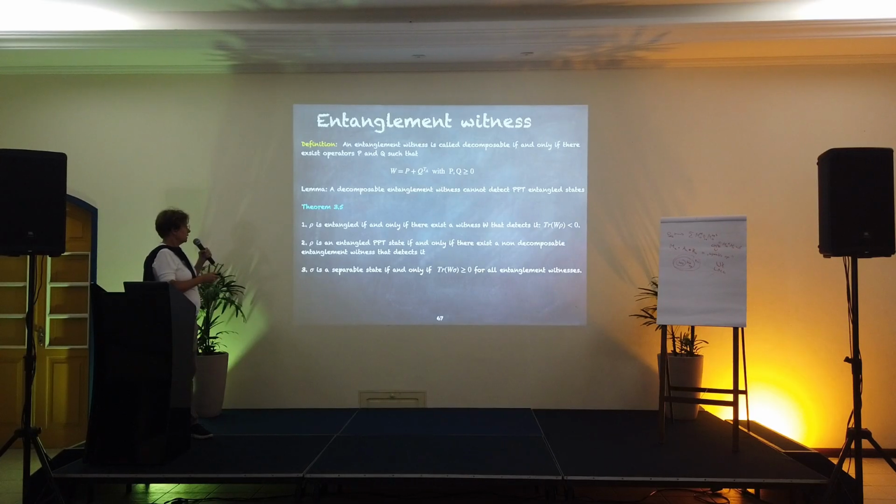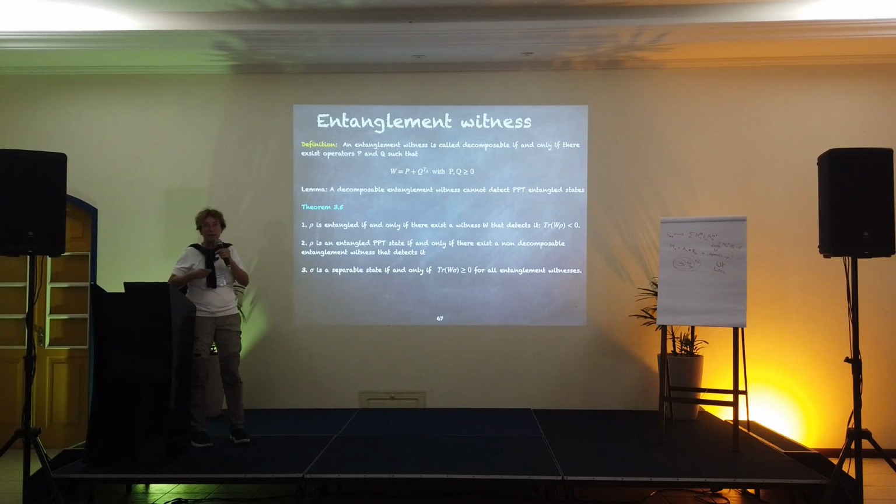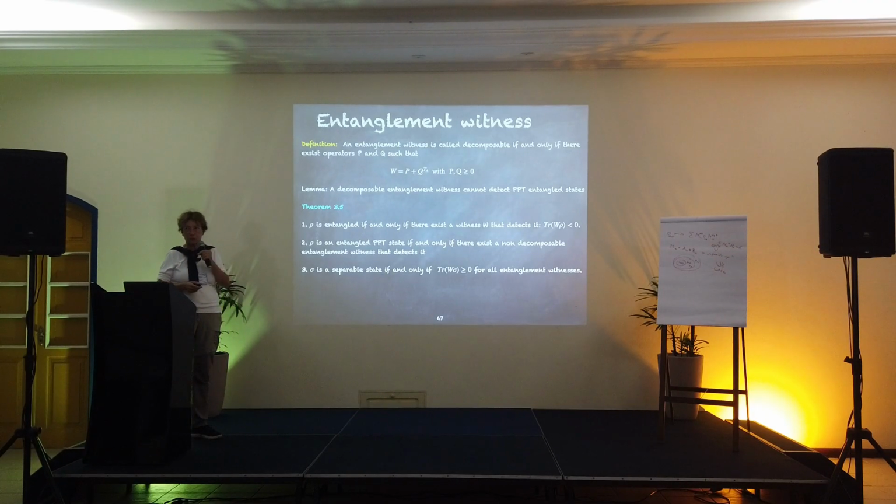So, following here, I can say, yes, I know that rho, this is the full theorem, rho is an entangled state if and only if there is a witness that detects it. Rho is an entangled PPT state if and only if there exists a non-decomposable entanglement witness that detects it. And rho is a separable state if and only if the expectation value of any entanglement witness is positive for this state, for all entanglement witnesses. So there is no entanglement witness that can see a separable state.